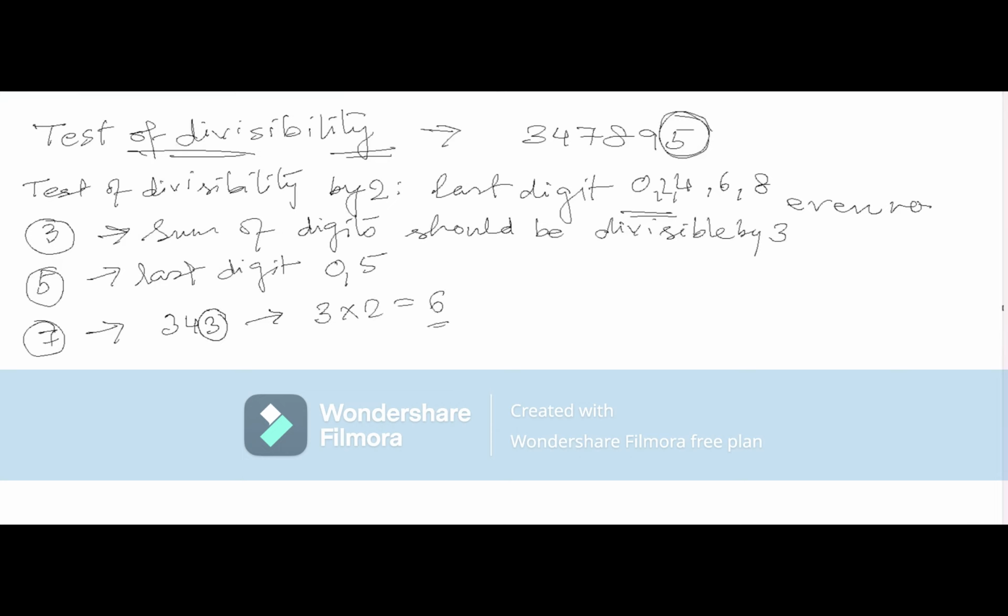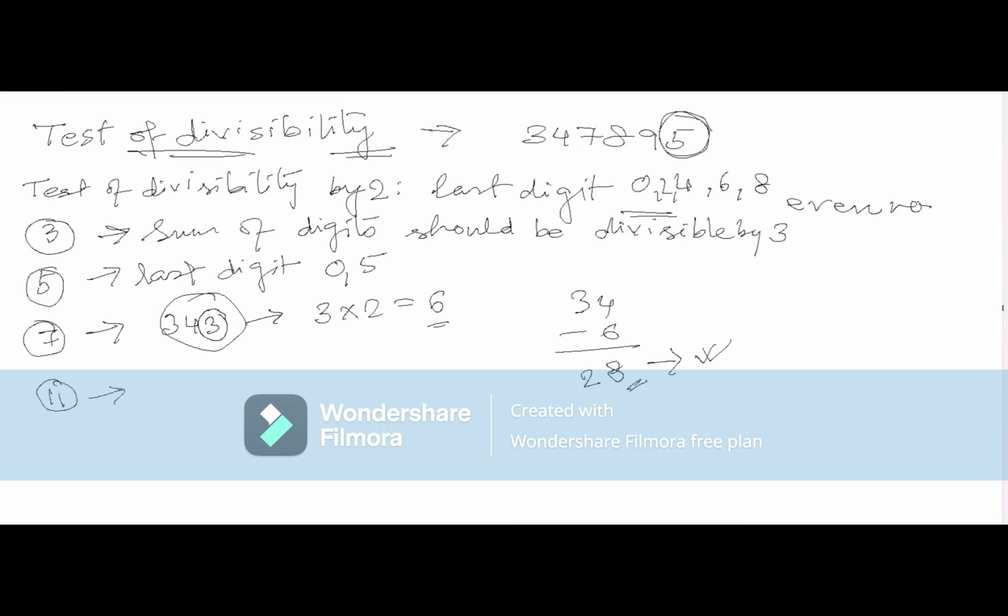Okay, and I will have to minus that from here. Okay, so I am getting 28. So this is divisible by 7. Hence, this number is divisible by 7. Okay. Next, divisibility by 11.